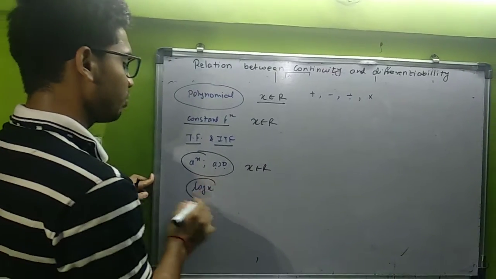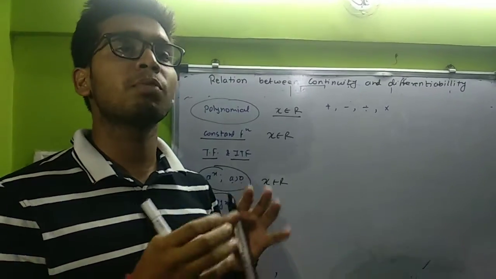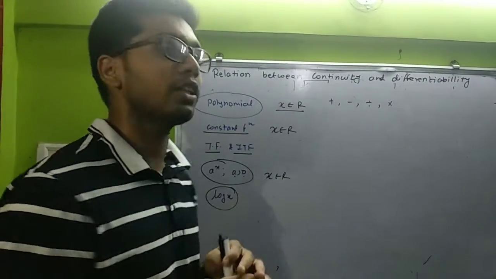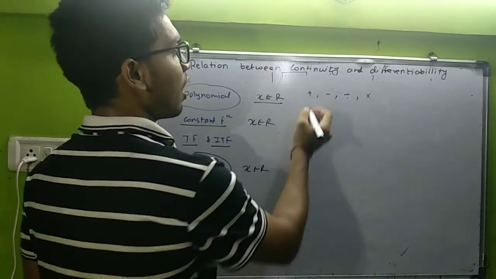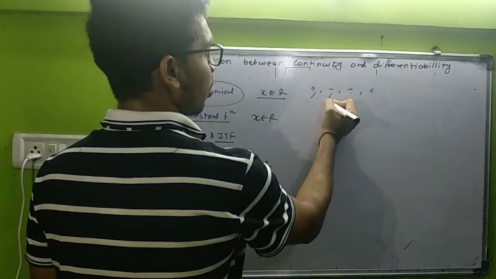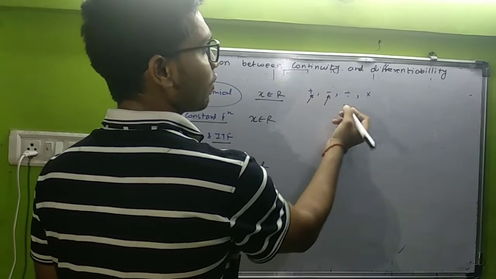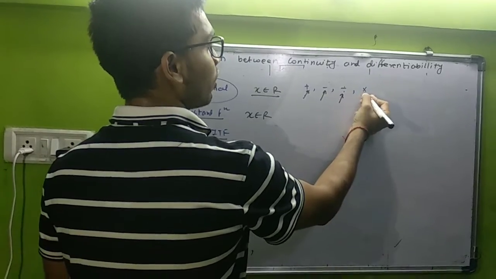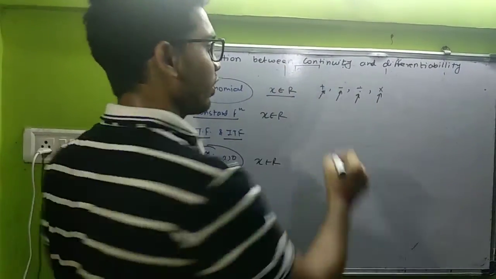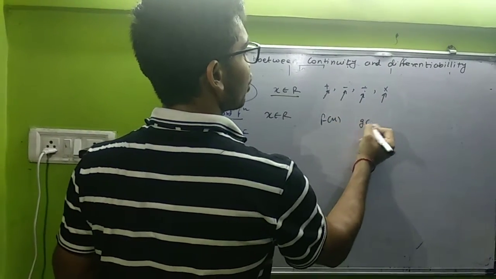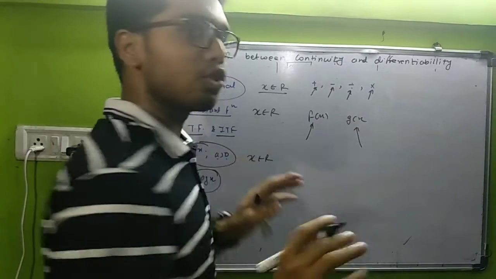Logarithmic function is differentiable in its domain, so we can say the functions which are listed over here, they are differentiable in their domain. If two functions are either subtracted or we have taken the addition of them, or if they are divided, or if we have taken the multiplication. If there are two functions, for example f of x and g of x, the f of x is differentiable and g of x is also differentiable.